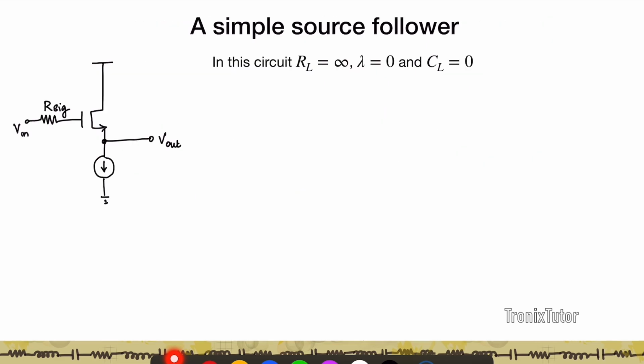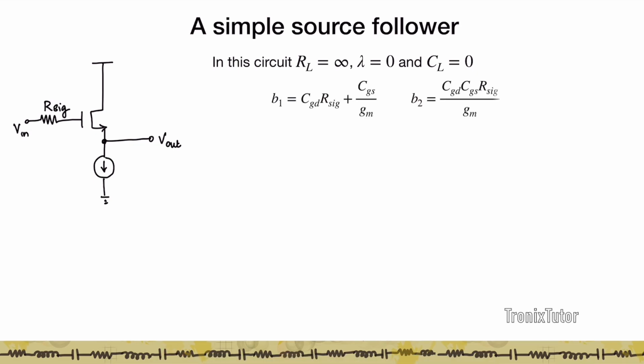from the denominator. Now let's look at a simple source follower where I'll make some approximations where I'll say RL is infinity, lambda 0, CL is 0. Right? So we are purely looking at the impact on the device capacitance. Now an interesting thing happens here. If I go back and substitute for the values of B1 and B2, I get B1 to be this and B2 to be this.